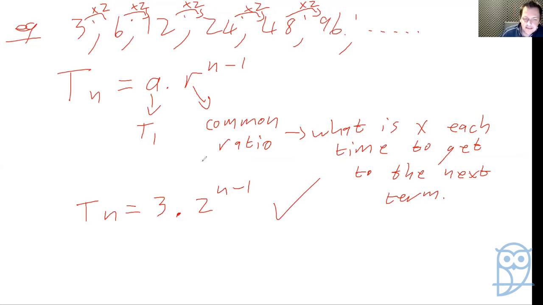It is literally that simple to find this Tn equation. It is, in my opinion, just about as simple as finding the Tn for a linear. You find your first term, find your common ratio, and you're done.